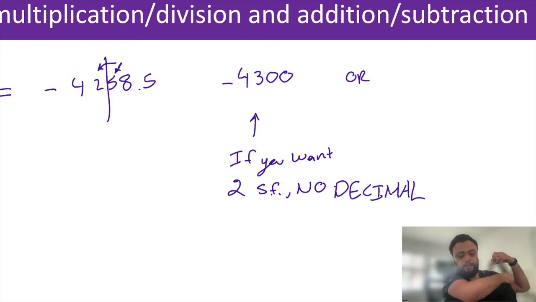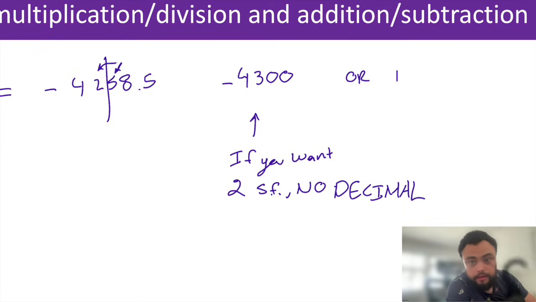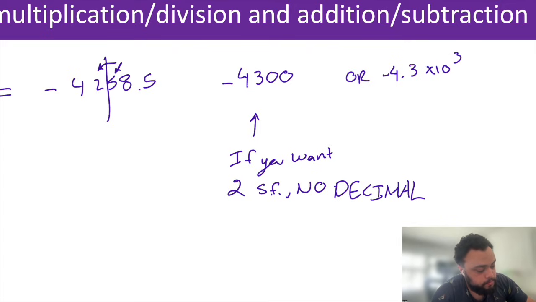We can also do this in scientific notation. So we have negative 4.3 times 10 to the third, right? We're going to take this decimal place and put it over there. We have to hop three times to make a larger number. And so we end up with the third.